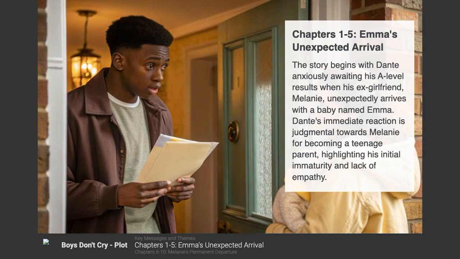Chapters 1 to 5, Emma's unexpected arrival. The story begins with Dante anxiously awaiting his A-level results when his ex-girlfriend, Melanie, unexpectedly arrives with a baby named Emma. Dante's immediate reaction is judgmental towards Melanie for becoming a teenage parent, highlighting his initial immaturity and lack of empathy.